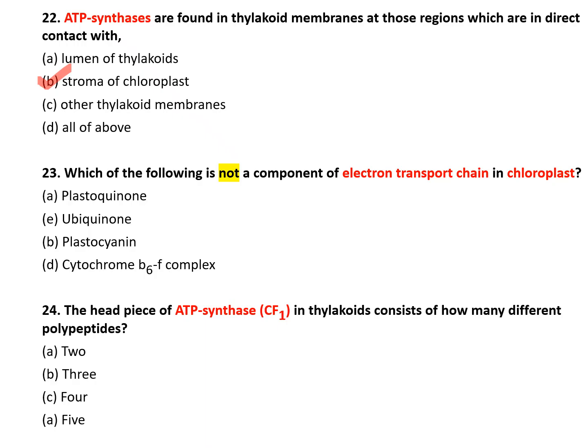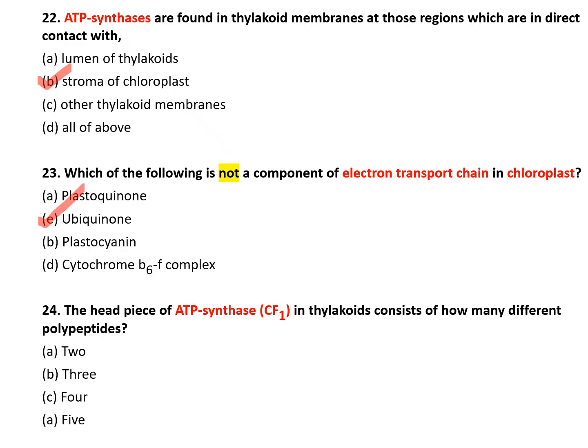The next question, number 23. Which of the following is not a component of the electron transport chain in chloroplast? Option A, plastoquinone; option B, ubiquinone; option C, plastocyanin; option D, cytochrome B6F complex. The correct answer is option B, ubiquinone.